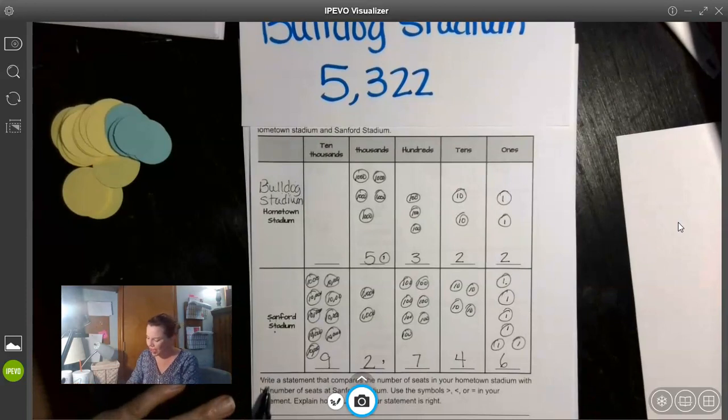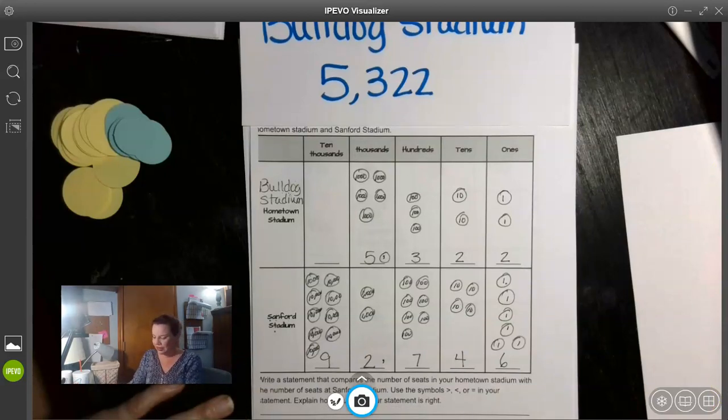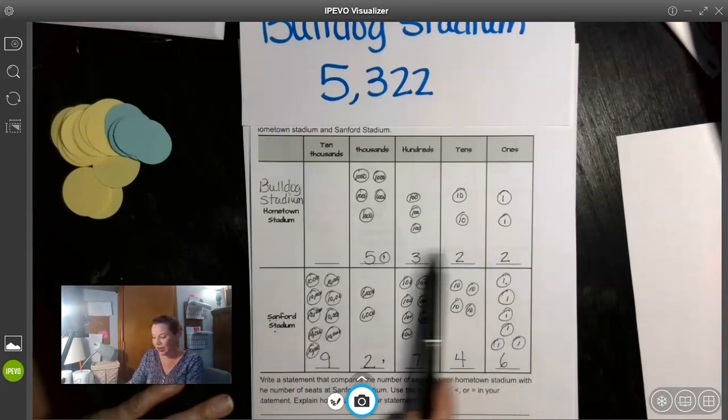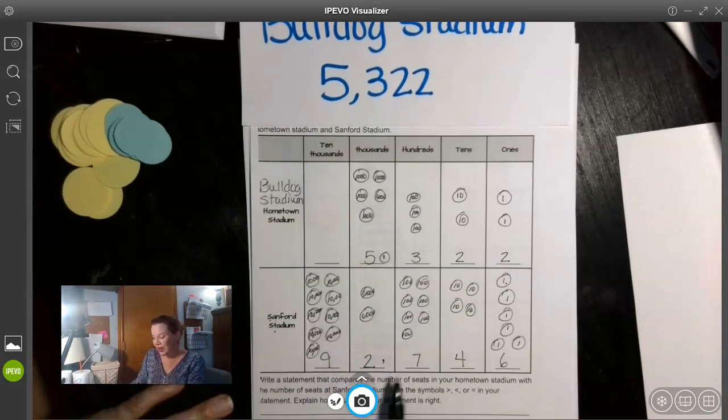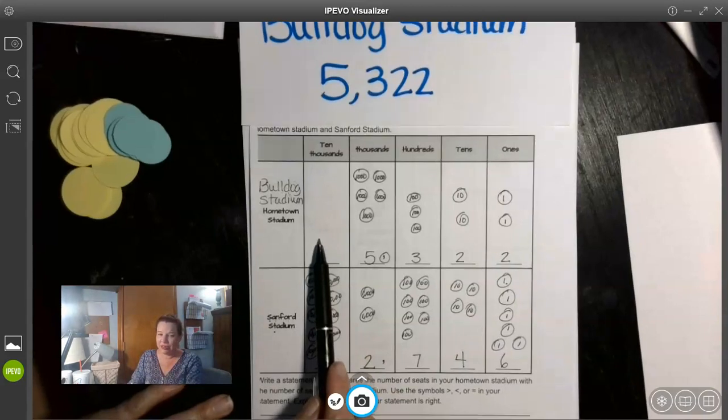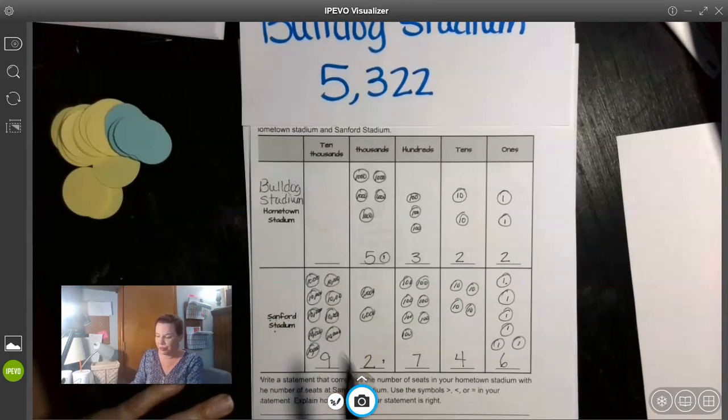All right, so the question says, write a statement that compares the number of seats in your hometown stadium with the number of seats in Sanford Stadium. Use the symbols greater than, less than, or equal to in your statement. Explain how you know that your statement is right. So first of all, which one is bigger? All right. So I'm going to look at these numbers, and you know what? 5,322 is less than 92,746. Bulldog Stadium has no 10,000s, so I know that Sanford is bigger.